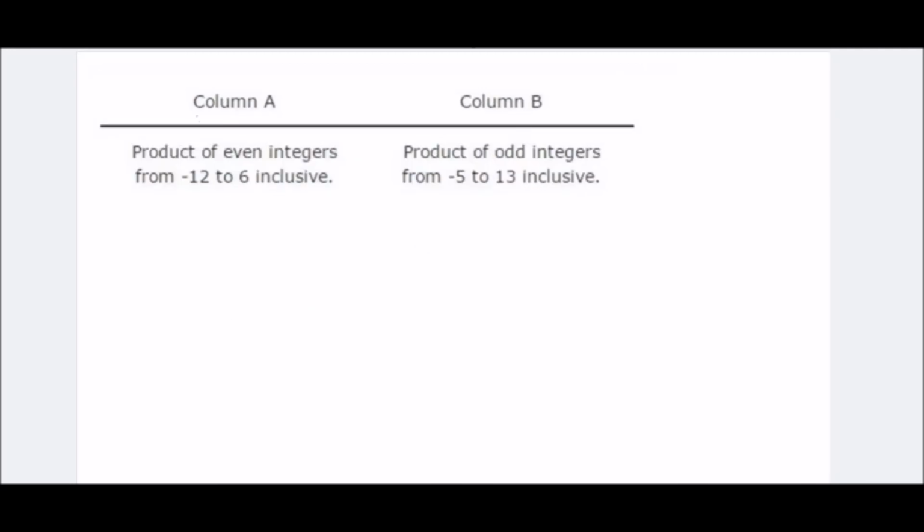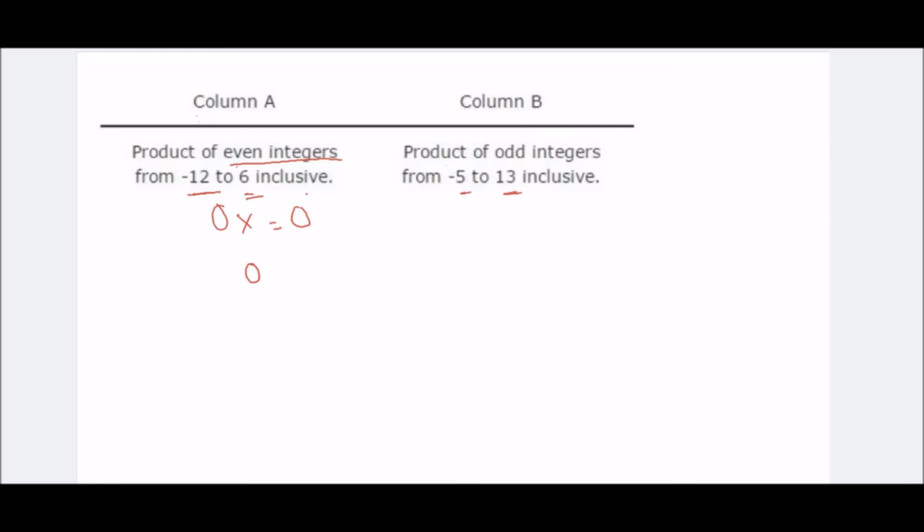For column A, we need to find out the product of even integers from -12 to 6 inclusive, and we have to find out the product of odd integers from -5 to 13 inclusive. See here also we can easily determine this value. In even integers, 0 will always come. So from negative to positive, in between there will be 0, and when any number is multiplied by 0, it will become 0 only. So the value of this will be 0.